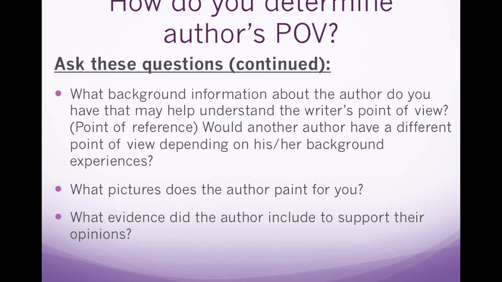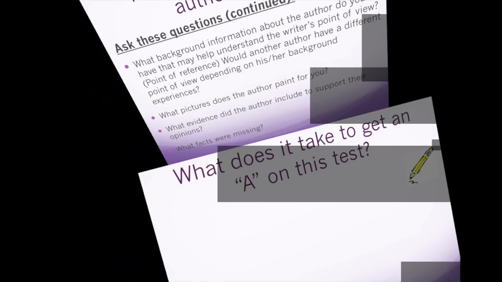What evidence did the author include to support their opinions? Again, looking for quotes that you could potentially use. Are there any facts missing? Oftentimes, if you're looking at a biased piece of work, they're going to provide facts on only one side of the topic and not talk about the other one.